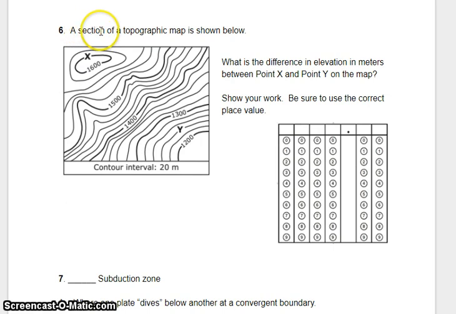Number 6. A section of a topographic map is shown below. What is the difference in elevation in meters between point X and point Y? The contour interval is 20 meters each. Show your work, use the correct place value.